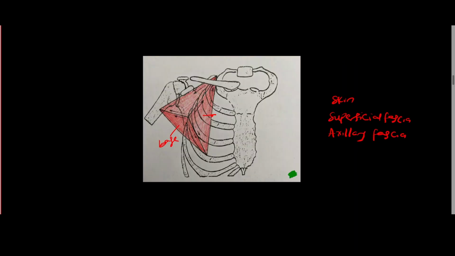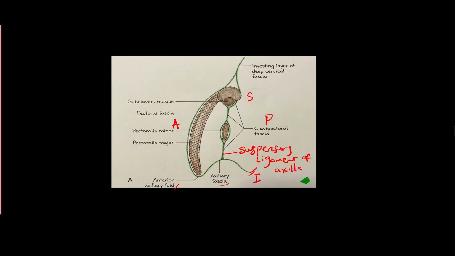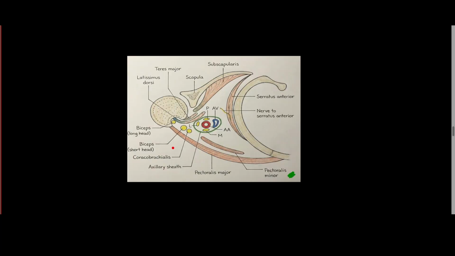Now this is the medial wall of the axilla. The medial wall of the axilla is formed by the upper four ribs and their intercostal spaces, and covered by the serratus anterior muscle. Now the lateral wall of the axilla is actually very narrow. It is formed by the intertubercular sulcus of the humerus, the coracobrachialis muscle, and the short head of the biceps. Now let's look at another structure to see clearly the walls of the axilla.